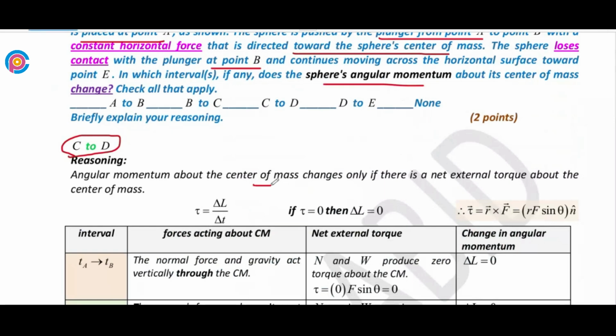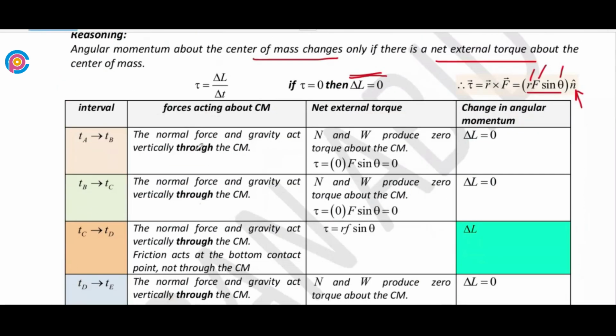Angular momentum about the center of mass changes only if there is a net external torque acting about the center of mass. Torque is the rate of change of angular momentum. If torque is zero, there is no change in angular momentum. If torque is present, there is a change. Torque is R cross F, or R F sin theta times the n unit vector, which provides the direction, but we are only considering the magnitude. R is the moment arm, F is the force, and theta is the angle between the moment arm and the force.